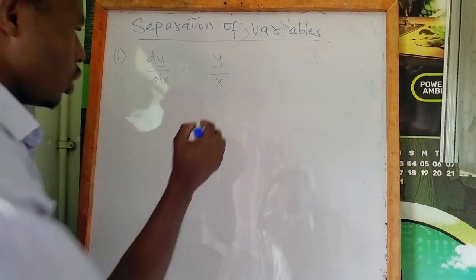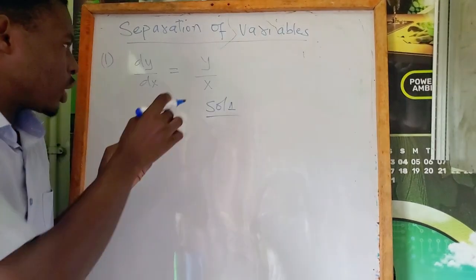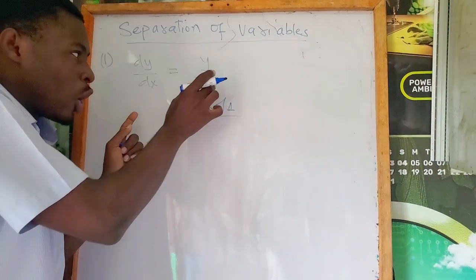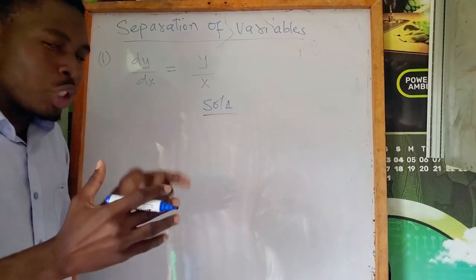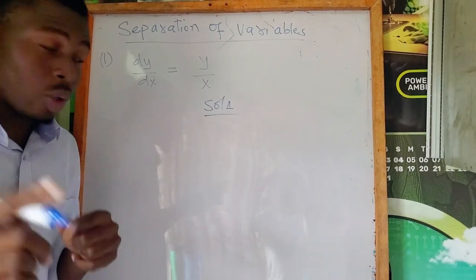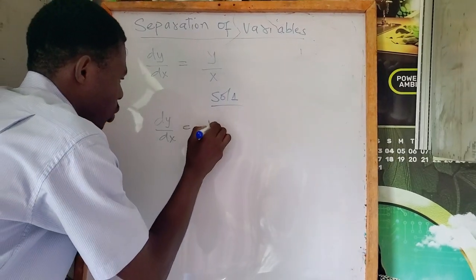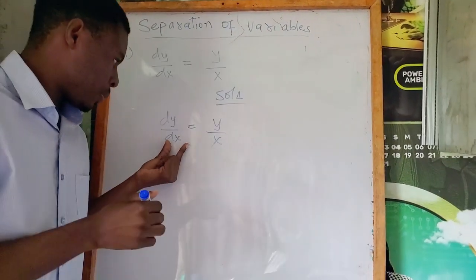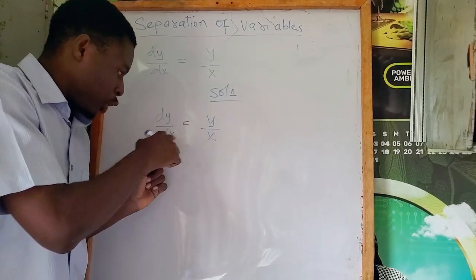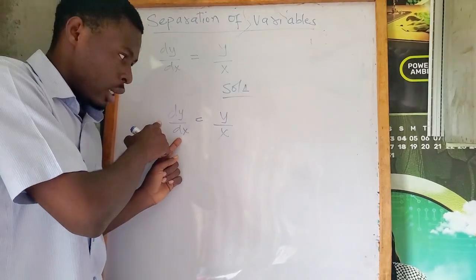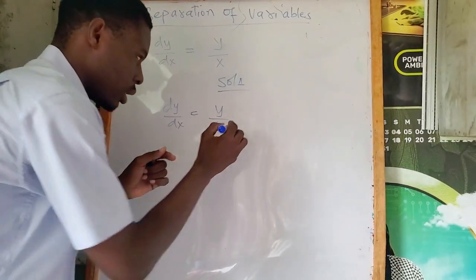So the solution: what you aim to do is take all the terms that contain x's on one side, and all the terms that contain y's on the other side. Let us take a look at how that is done. So this is dy dx equals y all over x. Now I have y all over x here, and dy all over dx here. If I multiply dx to each side, I will get the x coming here and the x disappearing from this side. Let us do that.